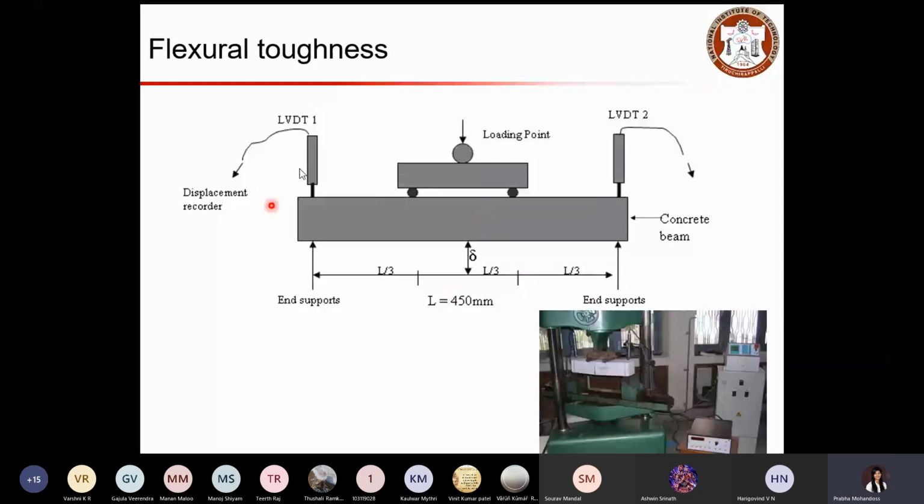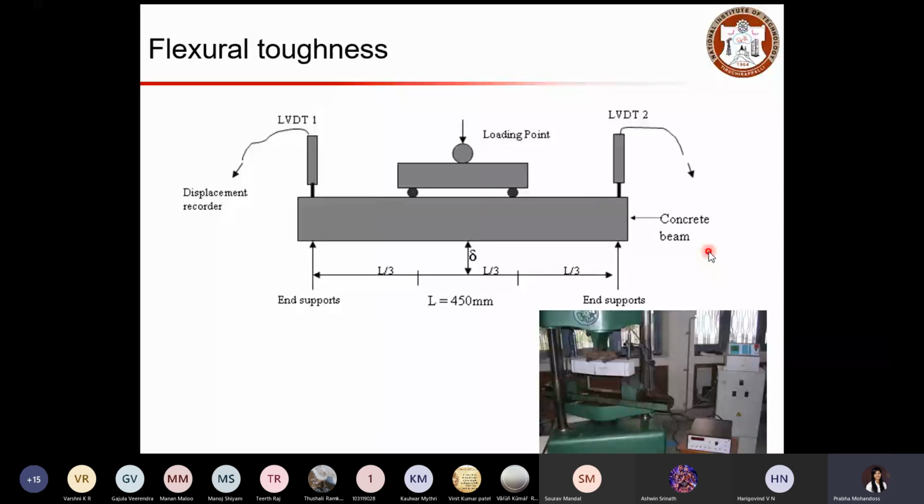And then you have LVDTs placed at the ends. LVDTs are basically placed to measure the deformation. So those are the displacement recorders. So when your beam is deforming, the deformation will be measured by this LVDT. So you are applying load and then the corresponding deformation will be recorded. So this will help you to obtain the load displacement curve.